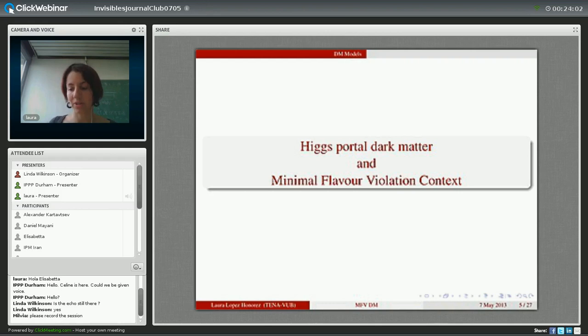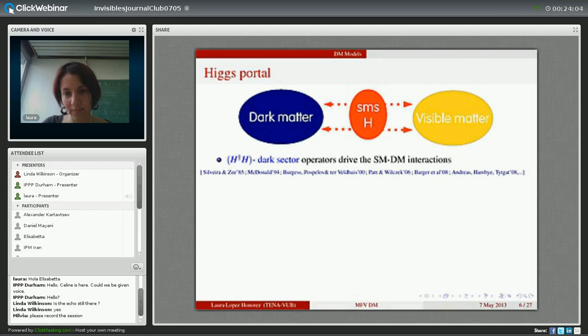Okay. First of all, what is the Higgs portal, or SMS portal for standard model scalar portal? Typically, the idea is that the interaction between dark matter and visible matter could be driven by the exchange of a Higgs or standard model scalar. More formally, this corresponds to introducing in your Lagrangian an interaction between the operator H dagger H, where H is the Higgs doublet, combined with some dark sector operator. This is a very old idea that dates back to the 90s. You cannot see the list of authors there, but okay.